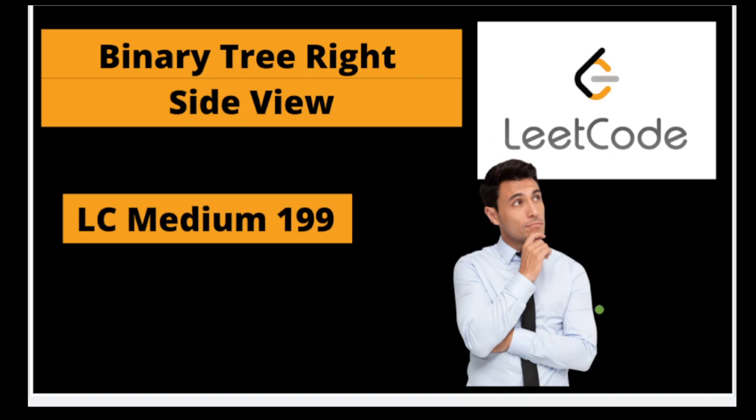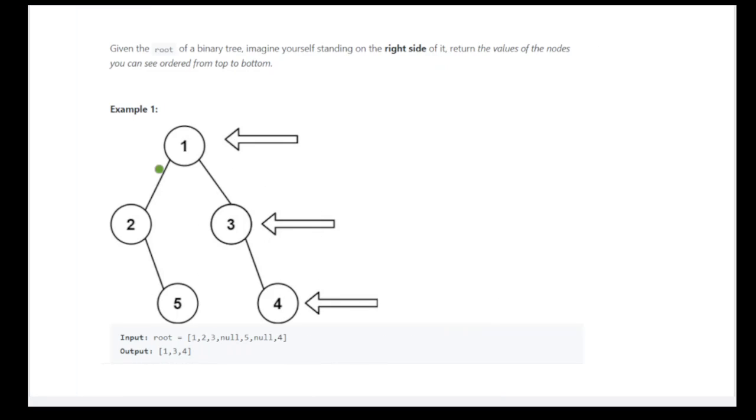Okay. Let's get back to the question. What does it say? So we have been given a root of a binary tree. We have to imagine yourself standing on the right side of the tree. Return the values of the nodes you can see, ordered from top to bottom.